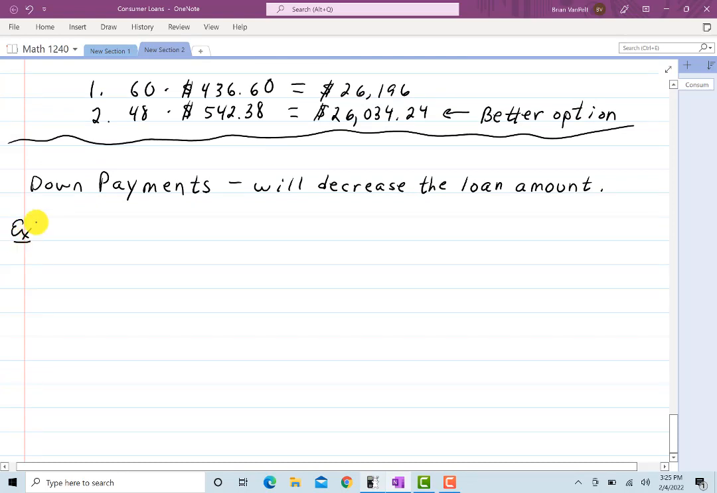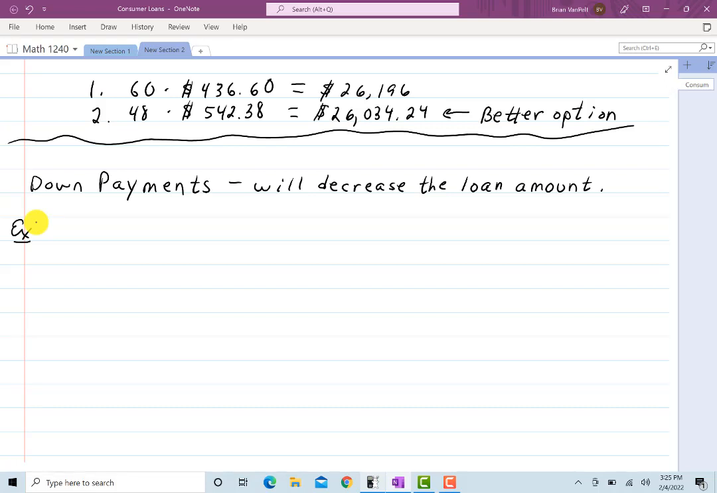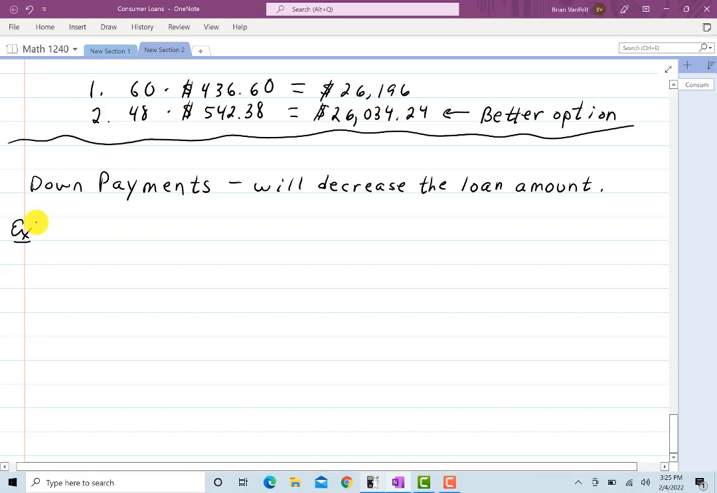Most banks, I wouldn't say most, but a lot of banks would like you to put down 20% of the value of a home before you purchase it. So as using that as an example, suppose you purchase a house for $200,000.